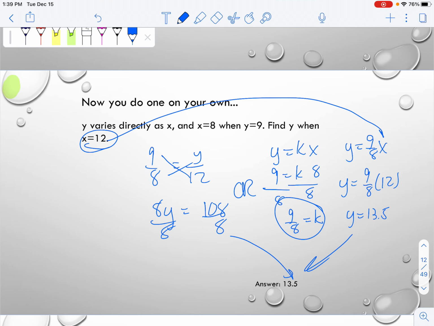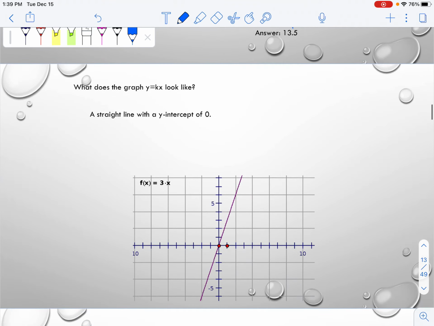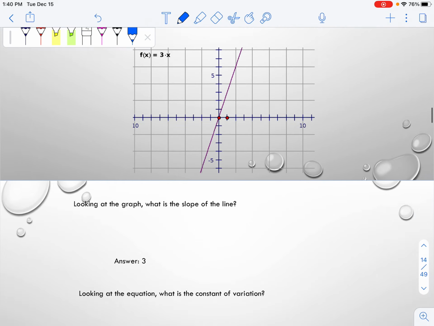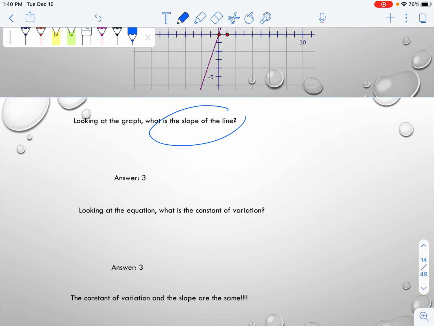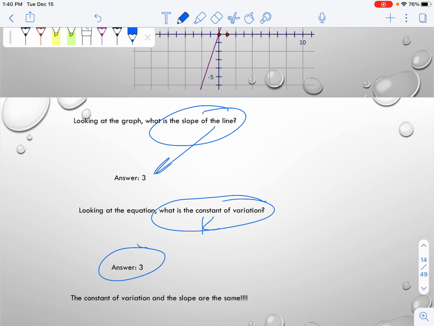So pretty simple stuff here. And again, what does a graph of something that's directly proportional look like? It's a straight line, has a y-intercept of 0 because there's no plus b on the outside, and your k value represents your slope. So the slope of the line, 3, and the constant of variation, which is k, 3, they're equivalent.